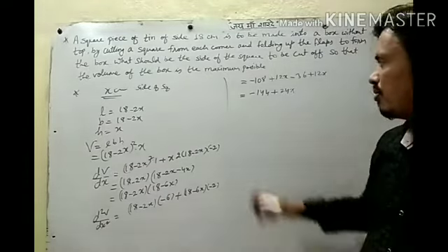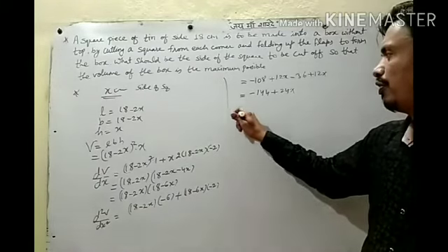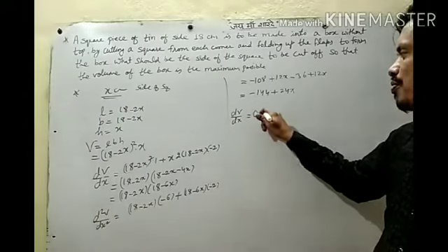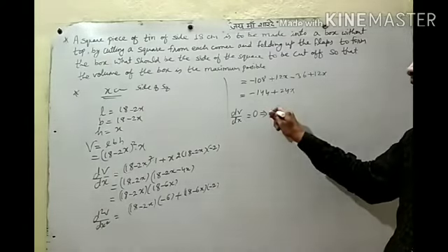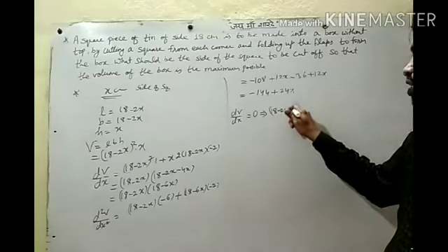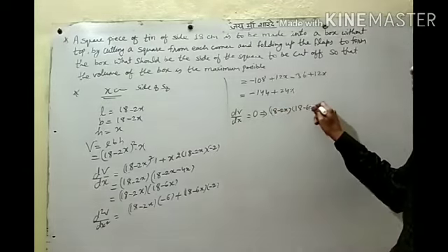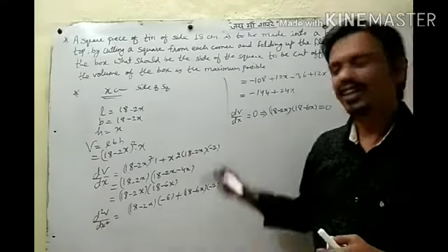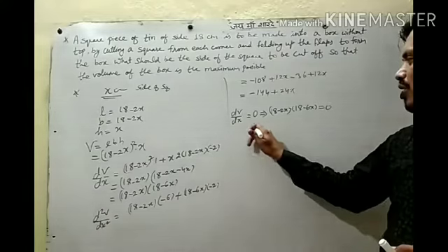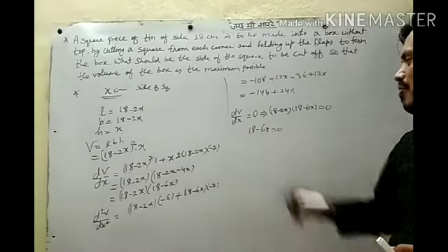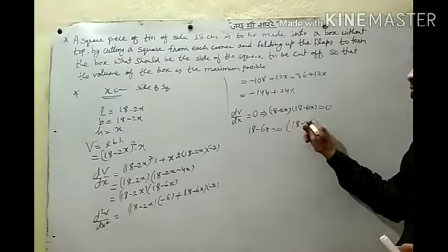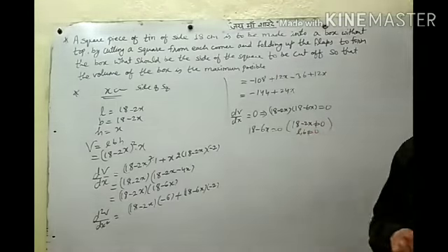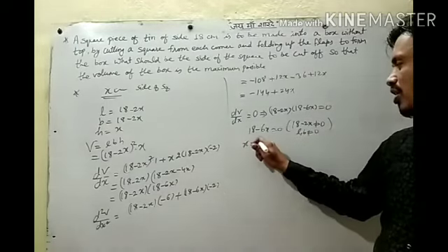Okay. Now for maximum value of volume, dV by dx should be 0. It means (18 minus 2x) into (18 minus 6x) should be 0. But 18 minus 2x is our length and breadth, so it cannot be 0. So 18 minus 6x can be 0 only. Length and breadth cannot be 0. Now x will be 3.